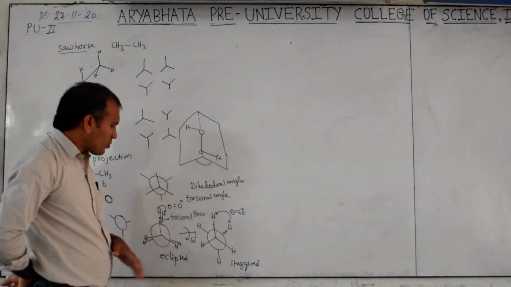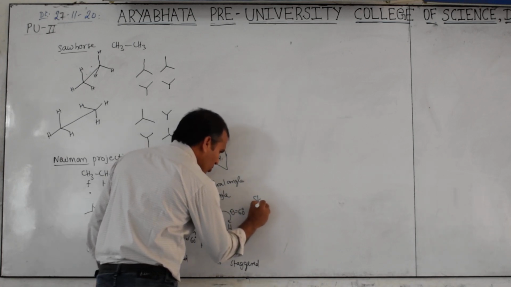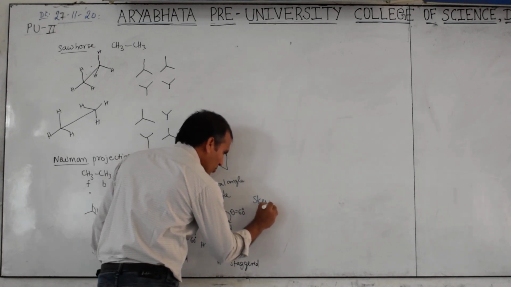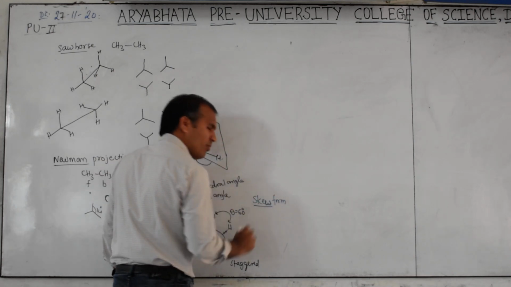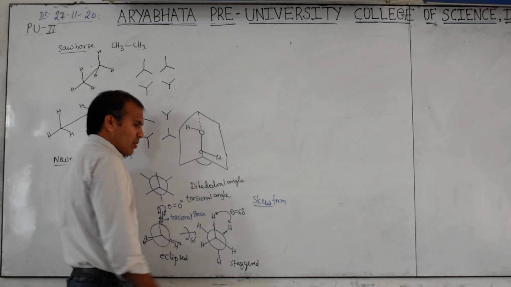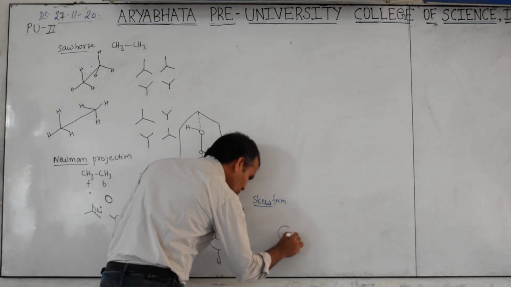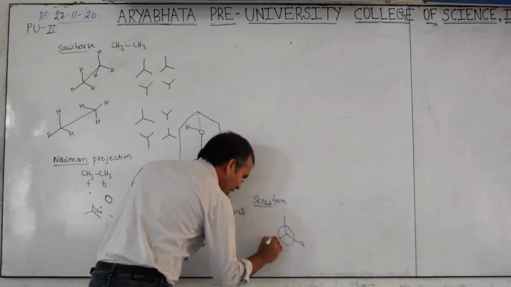Okay. Another form is there. In your textbook it is given, that is called skew form. What is a skew form? You may have heard this word skew form. Front carbon I am not changing, back carbon only.